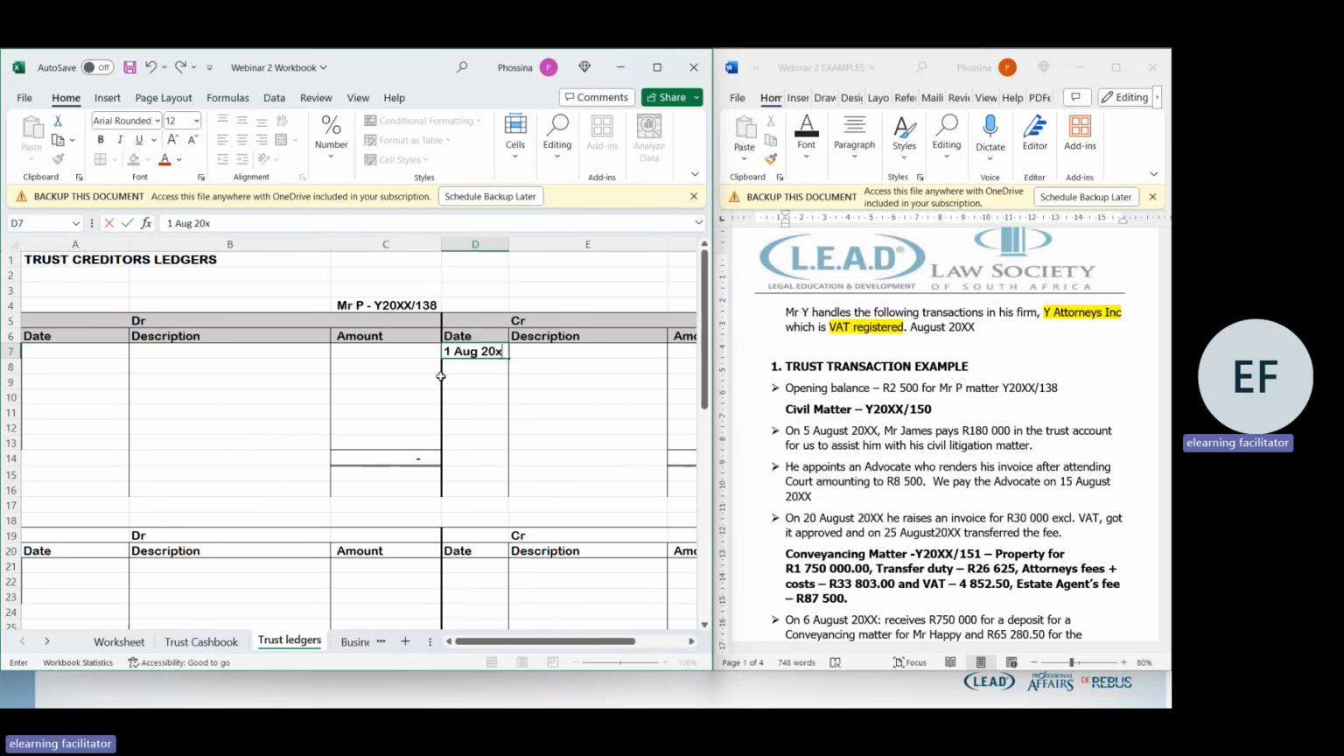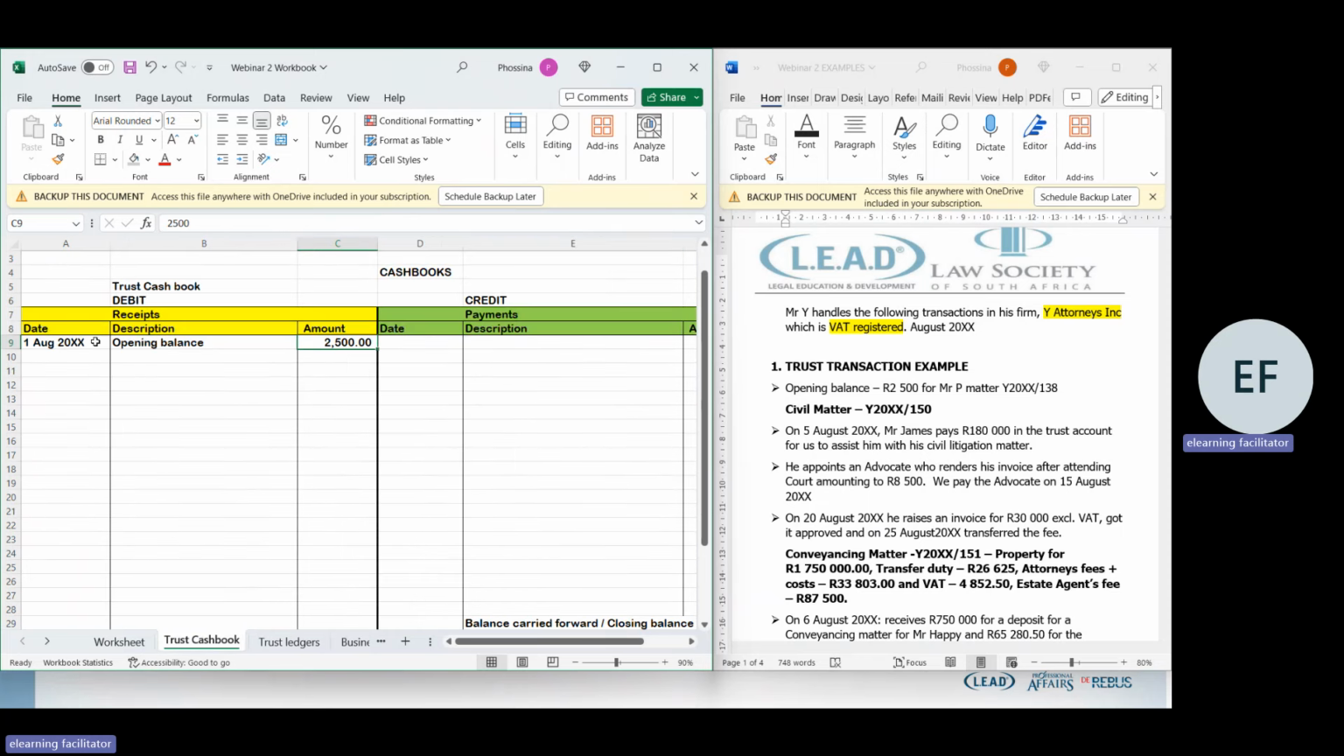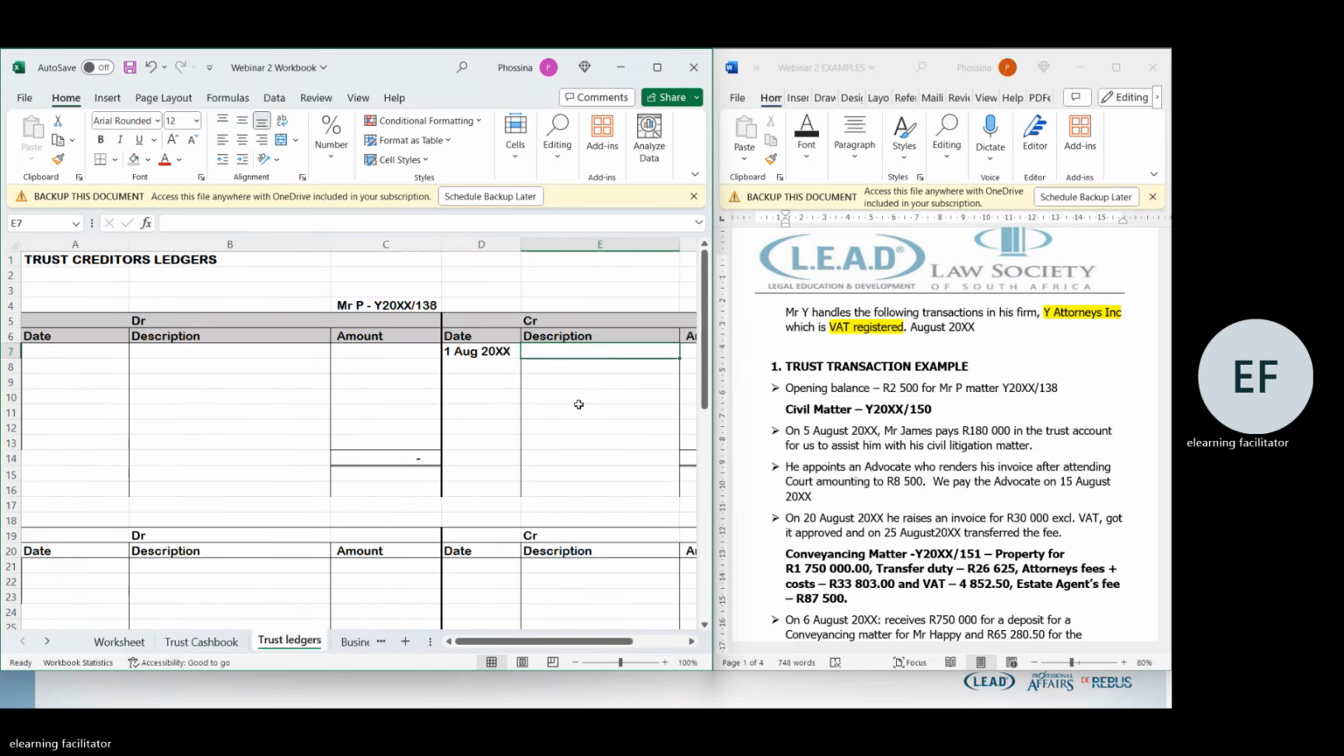And as you can see, the good part about a trust account is that we call these trust creditors, which means a creditor is supposed to have a credit balance. So on our cash book, you can see we've recorded it's a debit that we had. So to complete the double entry, we debit the cash book, we credit the ledger.